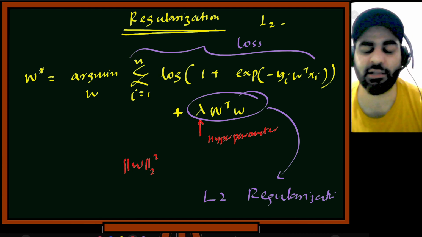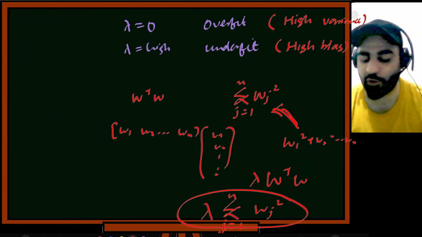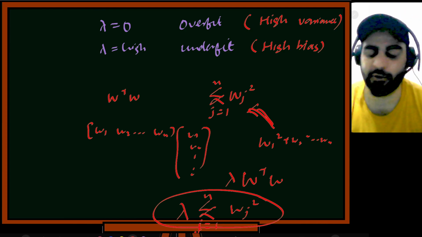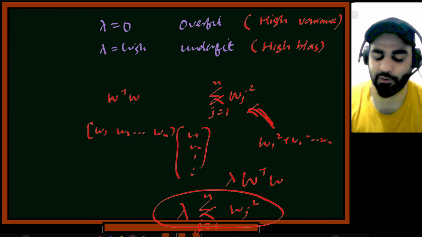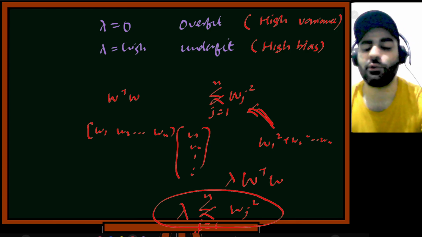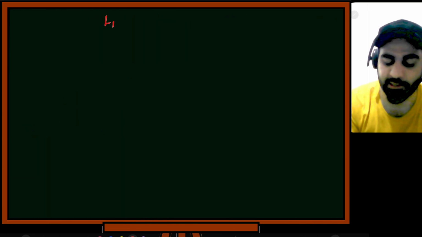So what does regularization do? It prevents the model from either overfitting or underfitting. What is the meaning of overfitting? Overfitting means the model tries very hard to learn every distribution, while underfitting means it does not try at all. So you should fit this lambda such that your model is a best fit model. There is another regularizer called L1 regularization.